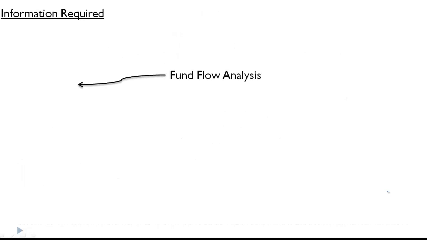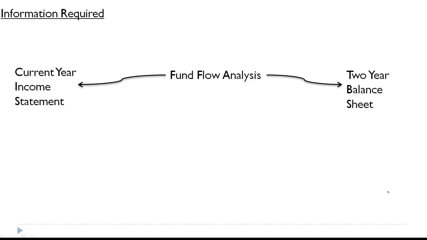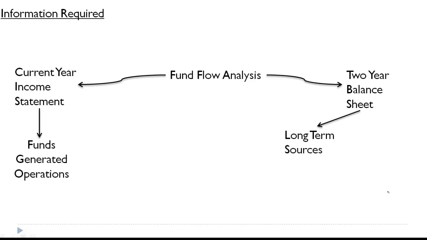So what are the documents, or the information, required for the fund flow statement? Number one is the income statement of the current year, because that would tell us what is the profit generated. And number two is two years' balance sheets. As I told you, the income statement would give us the funds generated from operations, whereas the two years' balance sheets would give us long-term sources between these two years, long-term uses between the two years, and what are the changes in working capital.